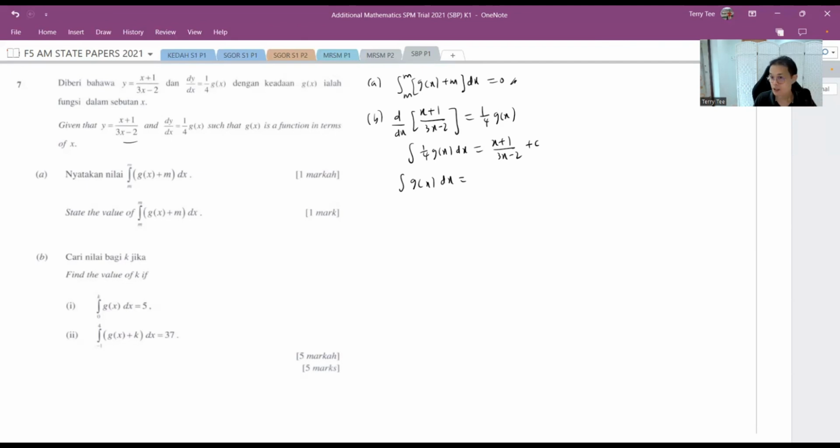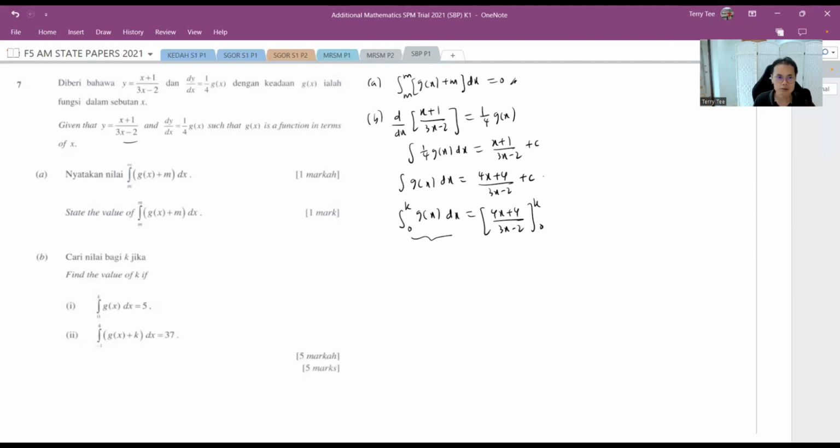So basically, you just take this and multiply by 4. Now you can times the 4 inside straight away, or you can just keep the 4 outside. It's up to you. I just put 4 inside, 4x plus 4. Okay, now I want to find the integration from 0 to k of g(x) dx. So when you integrate from 0 to k of g(x) dx, meaning we need to sub in the limit, 4x plus 4, 3x minus 2, 0 to k.